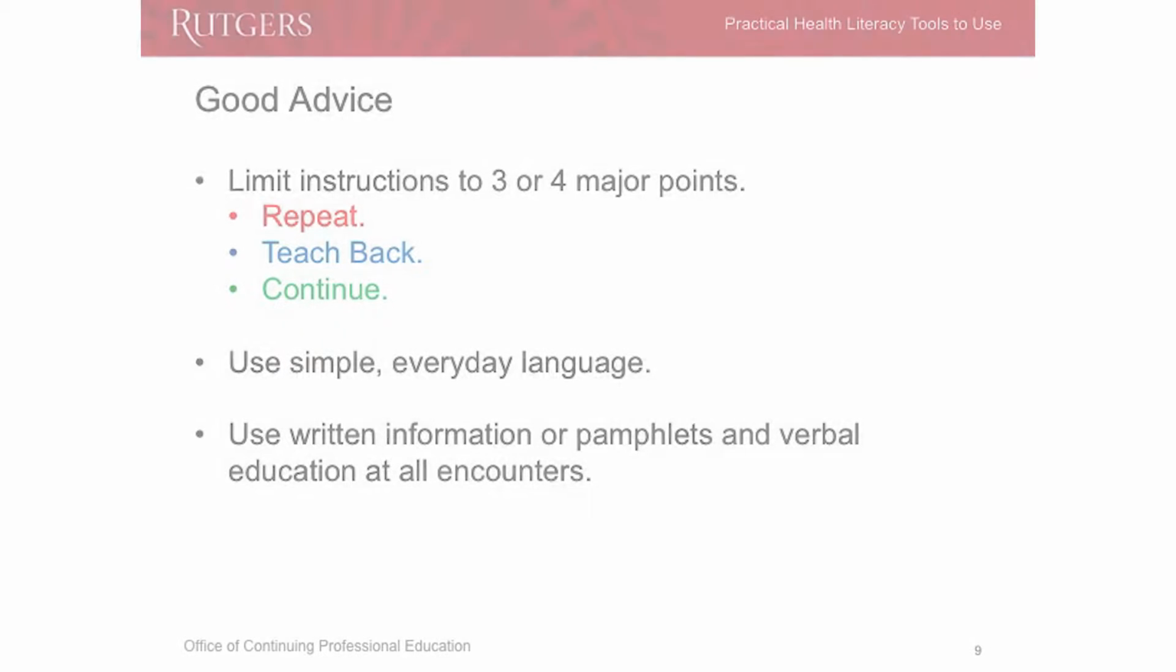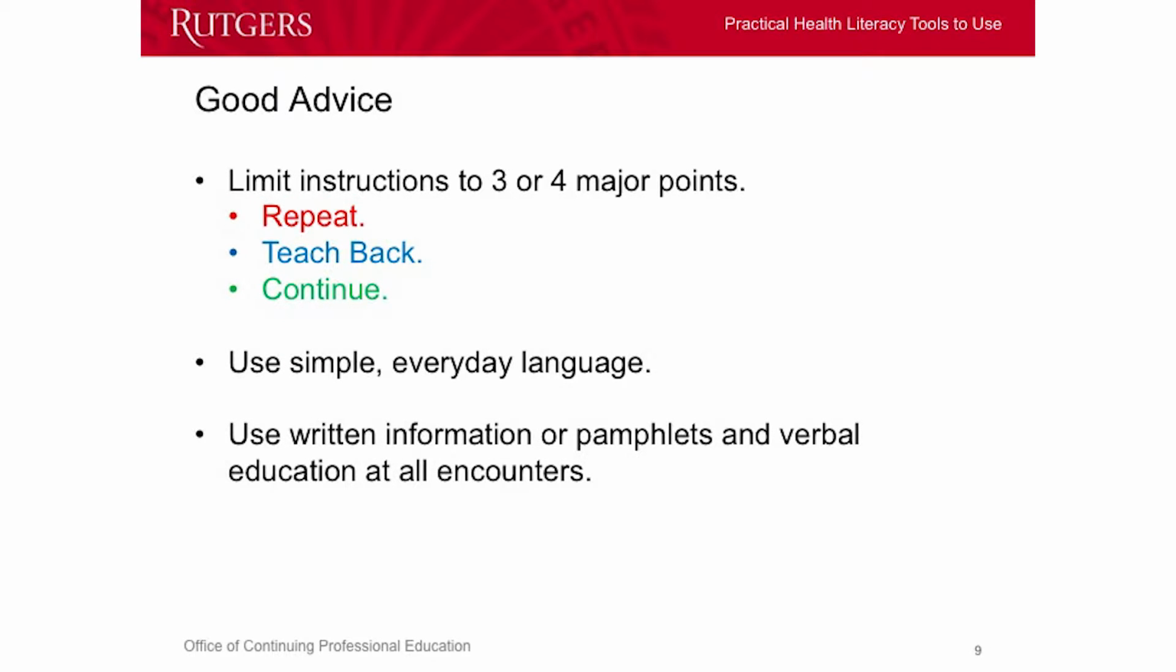So what's some good advice? One is to limit instructions to 3 or 4 major points. After that, people start to just remember maybe the last ones in, and the stuff you told me at the beginning, not so much. And a lot of times when we're delivering information, it's the stuff at the beginning that's most important because what we're telling them is cumulative. You've got to understand points 1 and 2 before you can understand 3 and 4. Well, if that's the case, don't give people 10 points at a time.